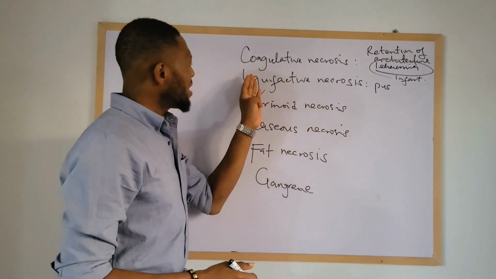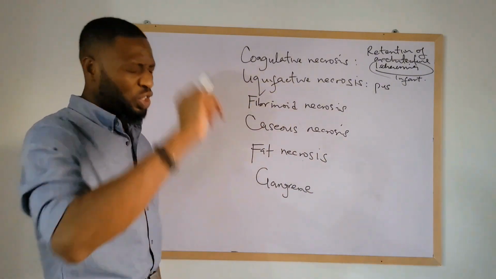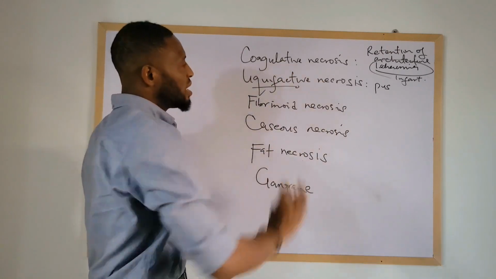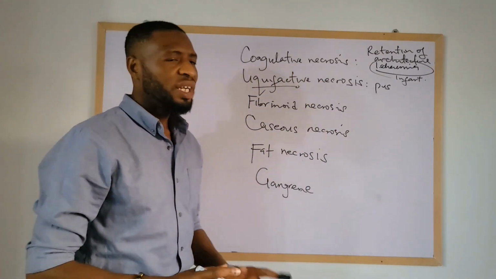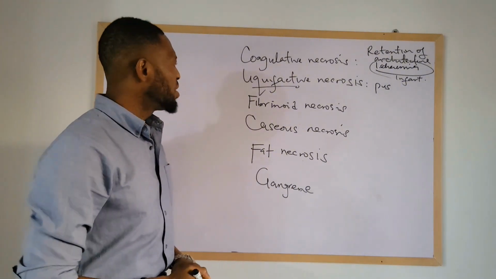And necrosis in the central nervous system, in the brain, is usually always liquefactive. There is no coagulative necrosis happening in the brain. And this is because the brain has a lot of enzymes that can easily digest tissue.